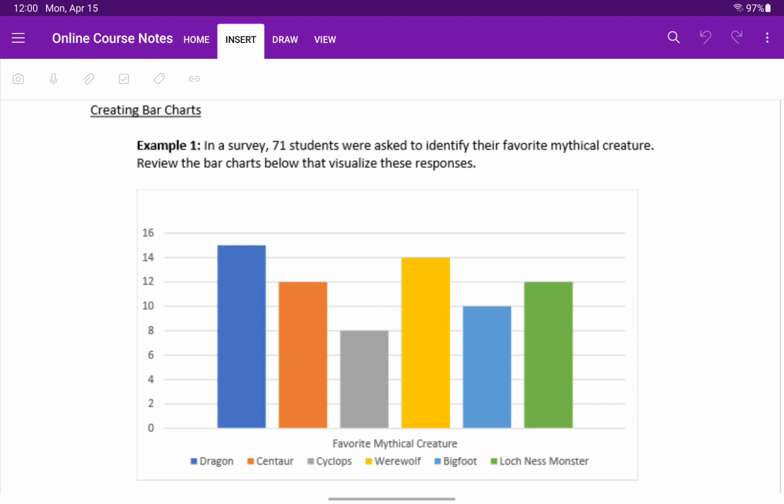In example 1, a survey of 71 students were asked to identify their favorite mythical creature. We want to review these bar charts that visualize these responses. So if we were given the original raw data, we would do what we did last time, which was create a frequency distribution for each category, counting up the number of times that that response occurred.